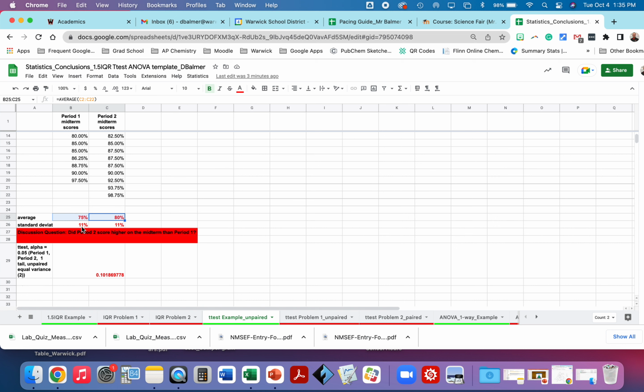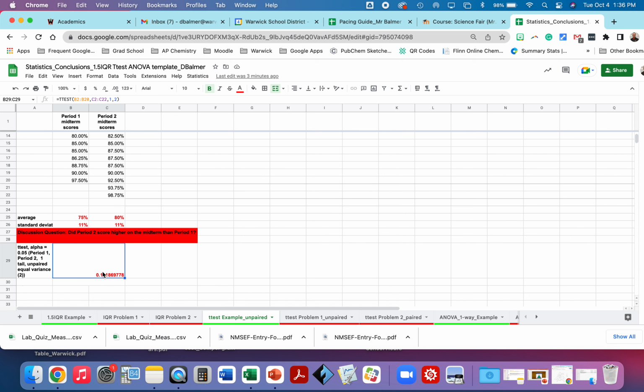And one reason is, if you look at these standard deviations, it's 11%. This number is not the number 80, it's 80 plus or minus 11. So people did all the way down from a 69 up to a 91, and this group, the bulk of the class, went from a 64 up to an 86. So when you take a look at both bell curves, a lot of the data is overlapping in the middle. And again, we're not able to say that 80% was better than 75%.